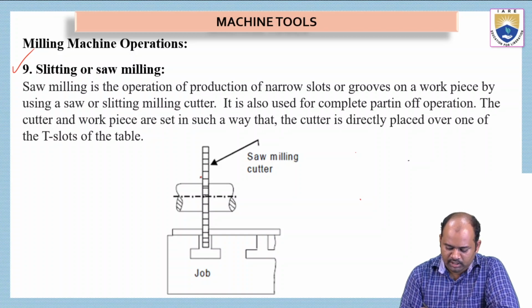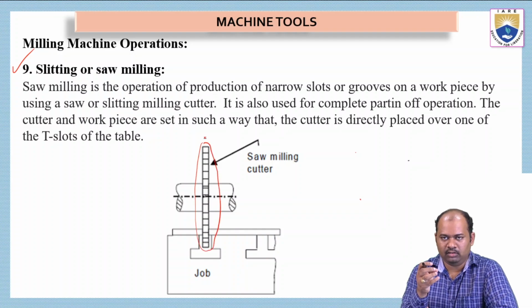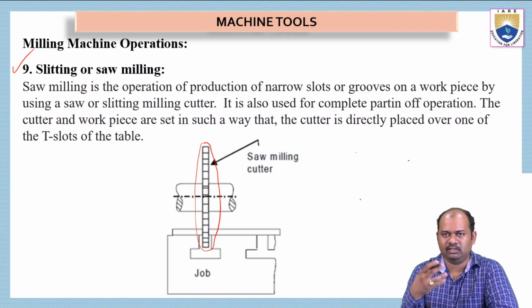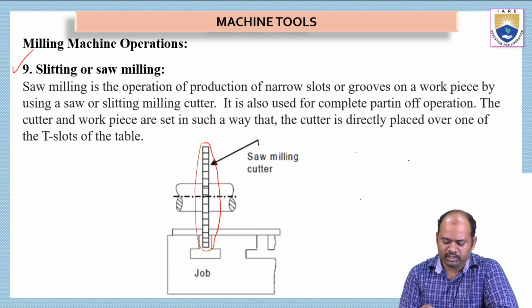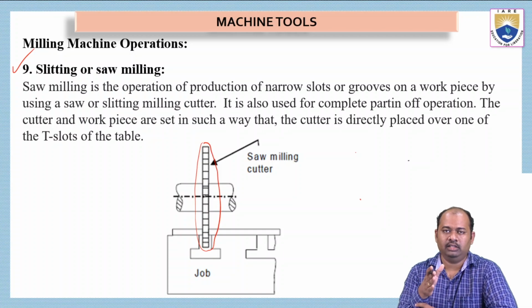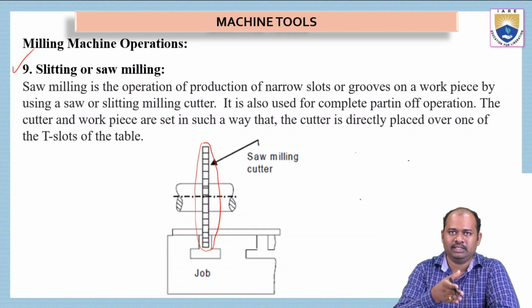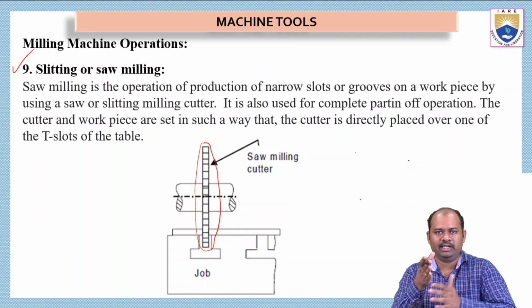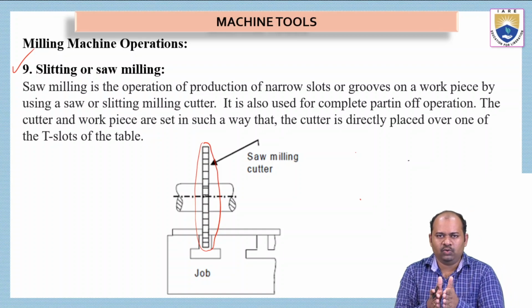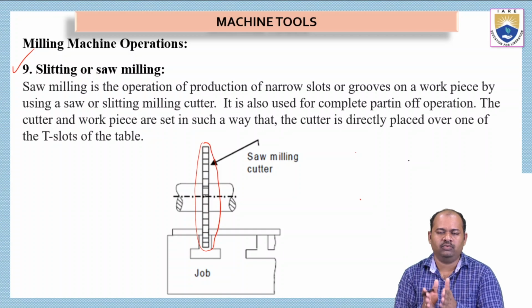In the picture we can see this is a saw. This is a very thin plate. This is not suitable for wood; this is used for cutting metal itself. So we have to use this saw, and it will be rotating at higher speed along with the spindle, along with the arbor. This will make very narrow cuts on the surface of the workpiece. Only then should we go for slitting or saw milling. Slitting will produce very narrow grooves or very narrow cuts on the workpiece.